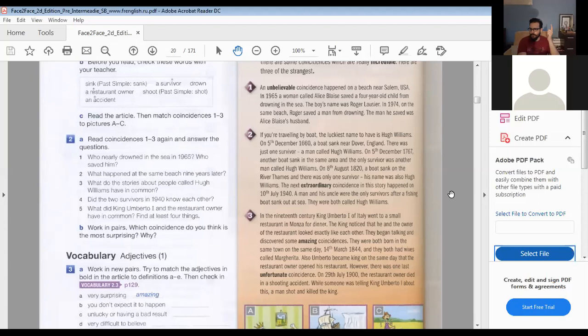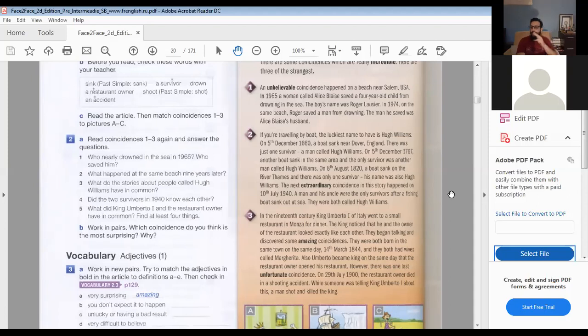On 29th July 1900, the restaurant owner died in a shooting accident. And what about the king? Yes, a man shot and killed the king. So both of them were killed by gunfire. Both of them were shot dead, right?